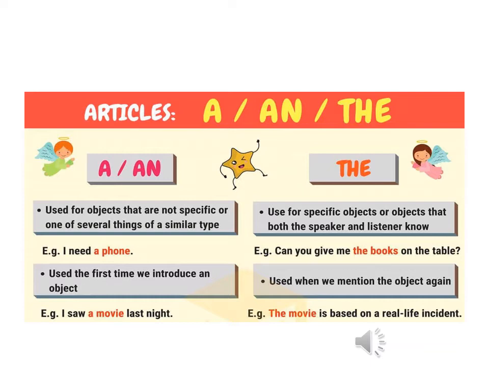Can you give me the book on the table? So that means he or she is pointing out a specific book that he or she wants. Alright? Or we could say that the movie is based on the real life accident. Alright? Accidents or incidents. So the movie means that it is a specific kind of movie.